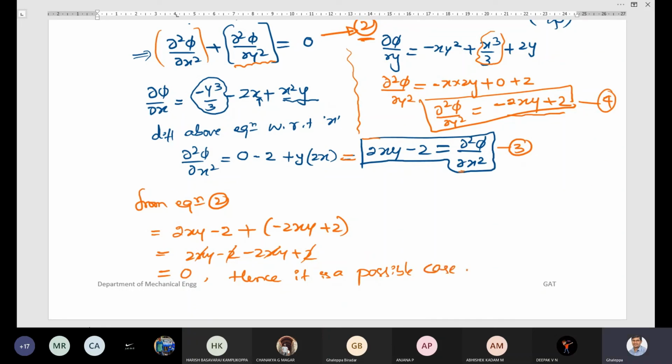case of fluid flow. This line you must write in the result, okay, because they ask clearly in the question whether it is a possible case of fluid flow. This is the answer for that. So if the given function satisfies the Laplace equation and is equal to 0, hence it is a possible case of fluid flow.